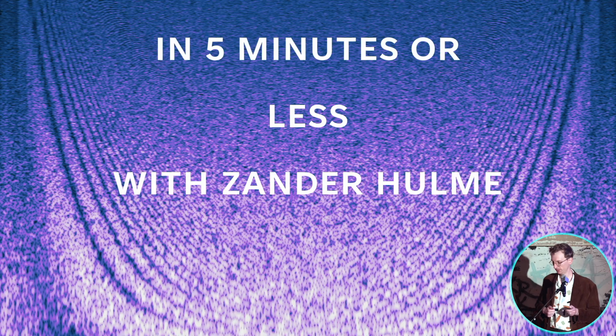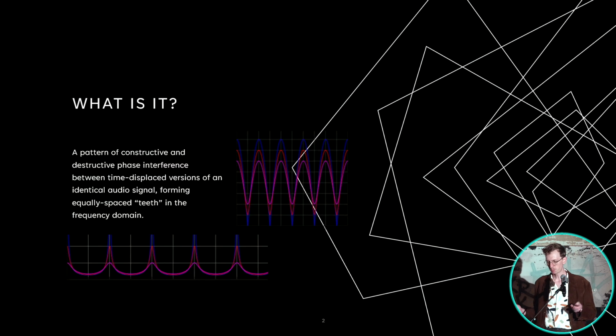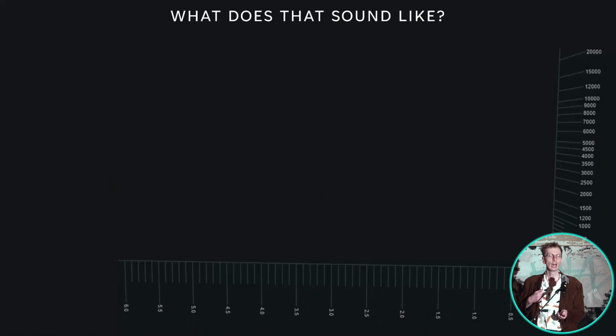Anyway, comb filters. I'm here to tell you about something esoteric, but to do it quickly. So what is a comb filter? It's a pattern of constructive and destructive phase interference between time-displaced versions of an identical audio signal, forming equally spaced teeth in the frequency domain, right? Of course. But it's probably easier just to show you what it is.